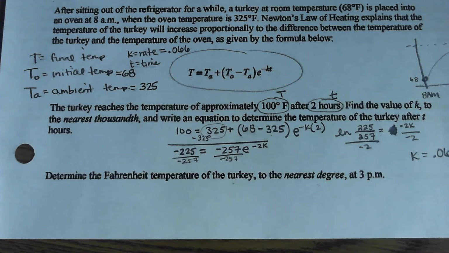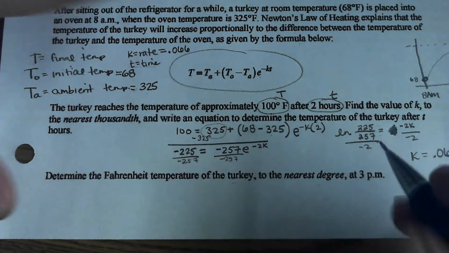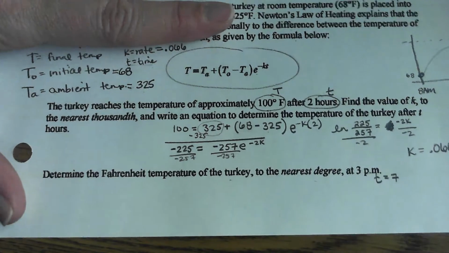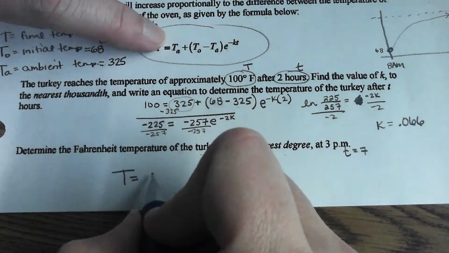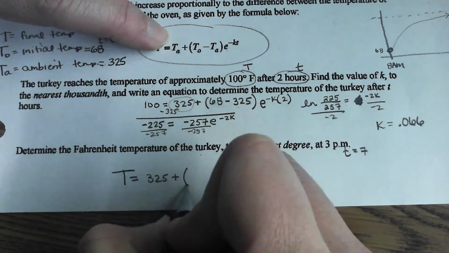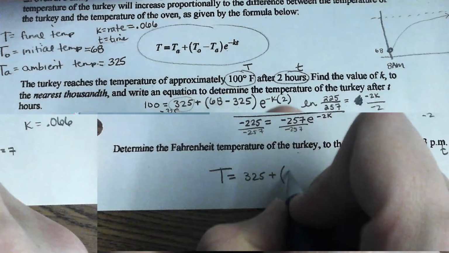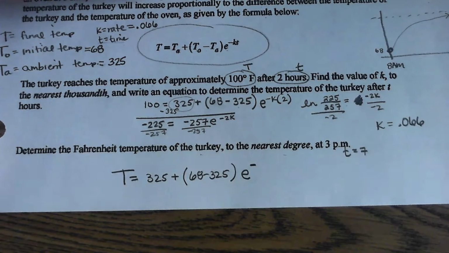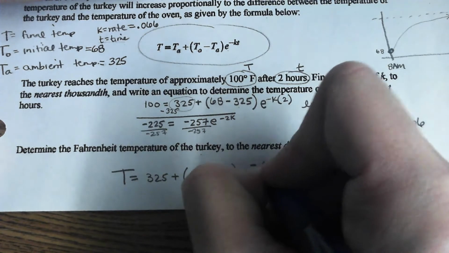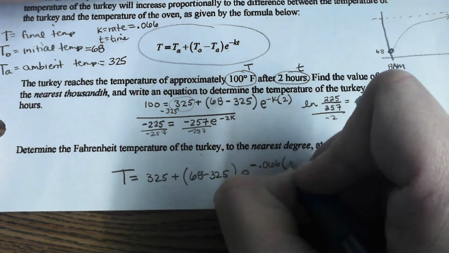Right. So don't make the mistake of plugging in 3 for little t, because it's not staying in for 3 hours. You're putting it in at 8 a.m., you're taking it out at 3 p.m. That's actually 7 hours of being in the oven. So little t equals 7. And then I have capital T equals, the ambient was 325, plus parentheses 68 minus 325. I'm just plugging in everything I know. E to the negative, K is 0.066 times 7.